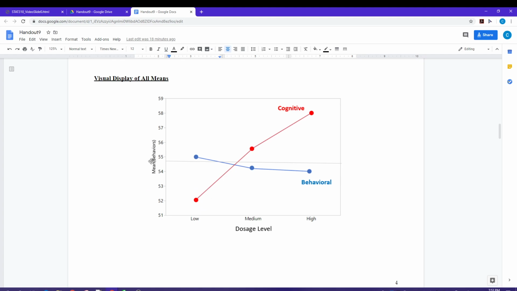So the response here is the number of out-of-seat behaviors. So children that are given low dosages of Ritalin and use cognitive behavioral therapy are going to have the lowest number of these behaviors. If you're looking at just medium and high, it looks like we should be doing behavioral therapy. But that's not the case here for low. So this data or this model is going to have an interaction term. And we'll talk more about that here in a few minutes.